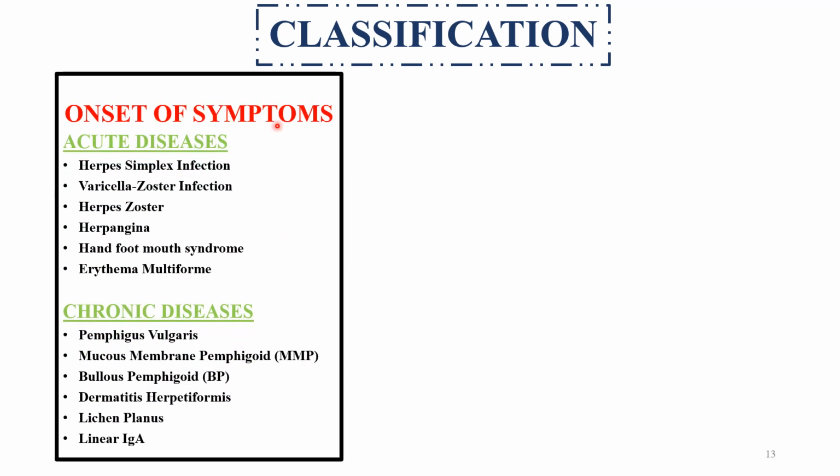Now moving on to the actual topic of vesiculobullous lesions. These lesions are classified into various groups based on many things. First, based on the onset of symptoms, these are classified as acute diseases or chronic diseases. Acute diseases include the viral group of diseases which form blisters and erythema multiforme, whereas chronic diseases are generally associated with autoimmune diseases or hereditary diseases.